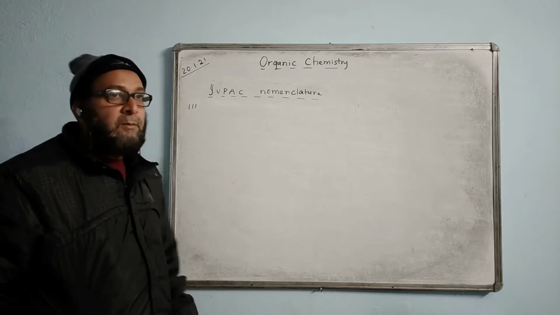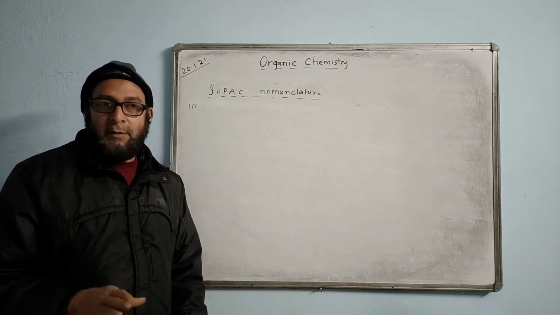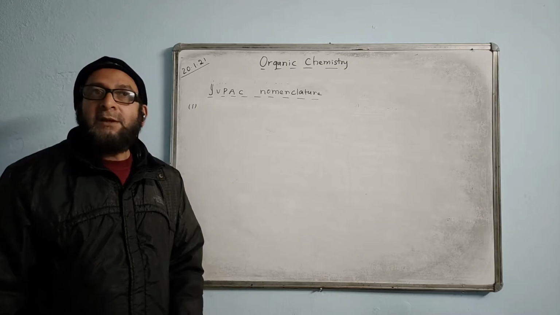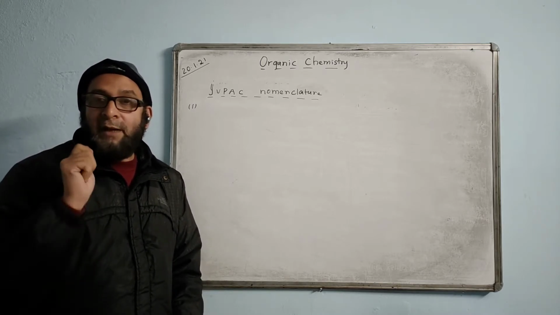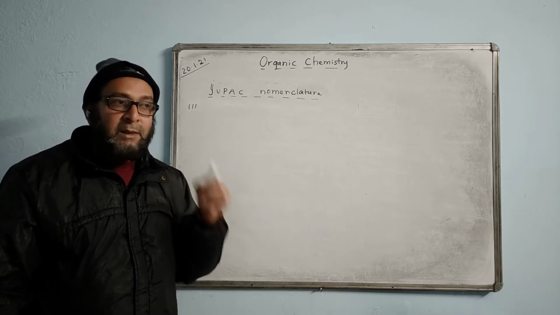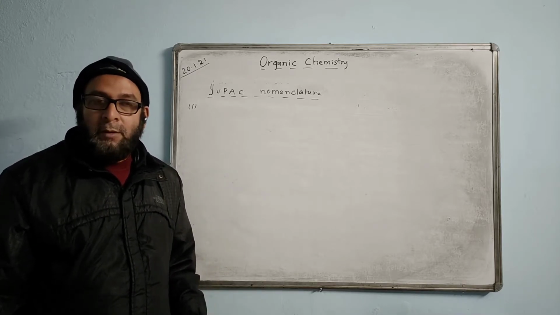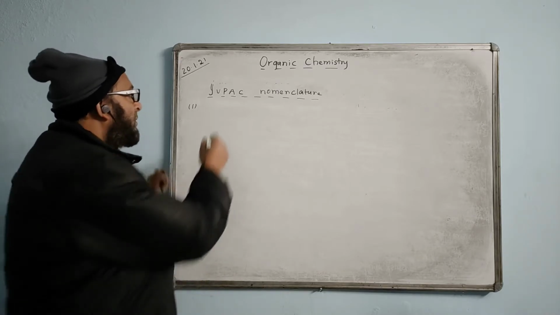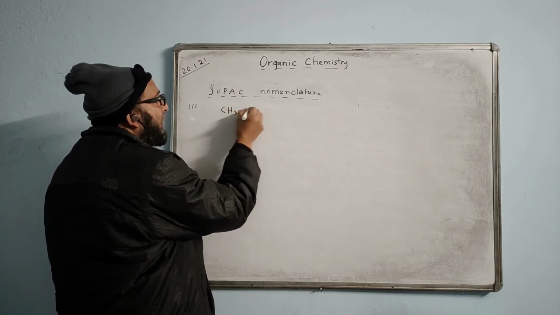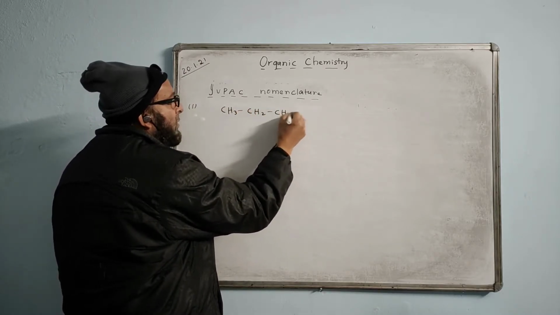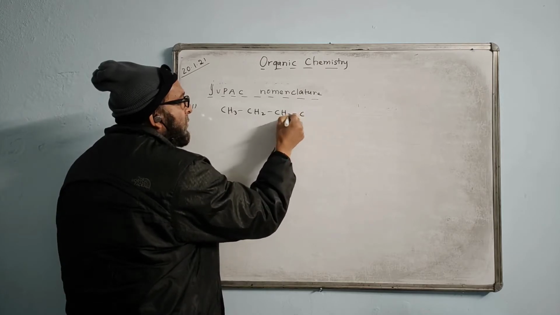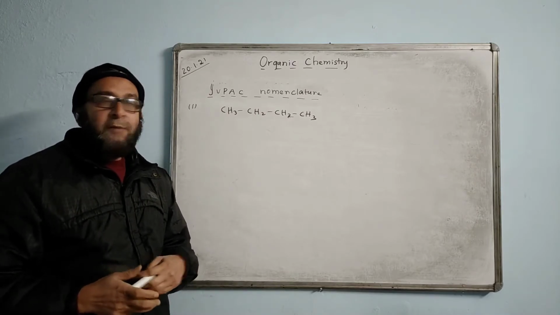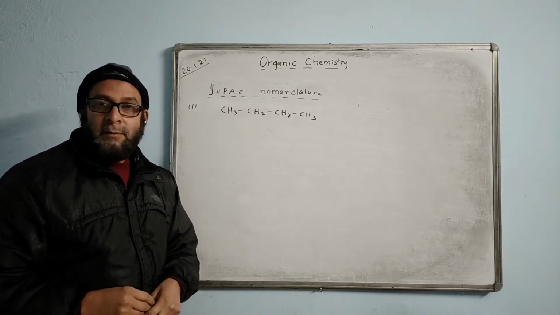In IUPAC system, they will give a formula, that formula will be in condensed form. A condensed formula will be given, or maybe a structural formula may be given, and they will ask you to give the IUPAC name of that compound. From the formula, we give the IUPAC name. Suppose one example is given here: CH3, CH2, CH2, CH3. A formula in a complicated form is given, and they ask to give the name of it.